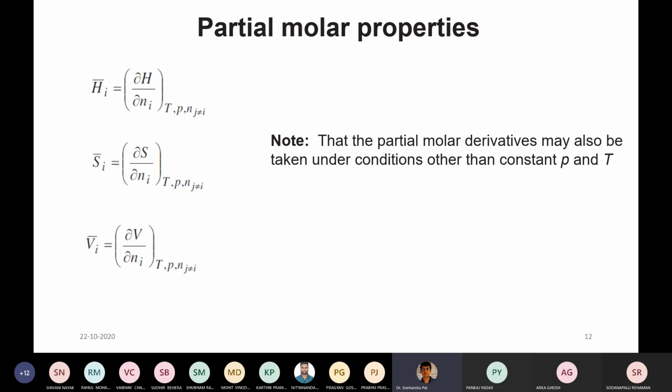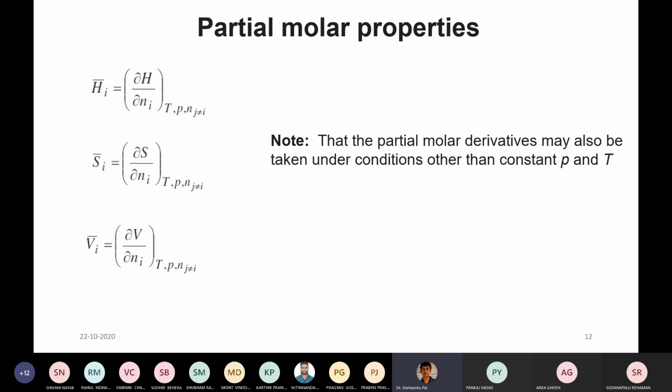Then partial molar properties. Now the concept is coming to a scenario where you have to understand the partial molar quantities or properties in an open system. We are talking about an open system because we are considering that mass transfer and heat transfer will be possible across the boundary. So we are talking about an open system.